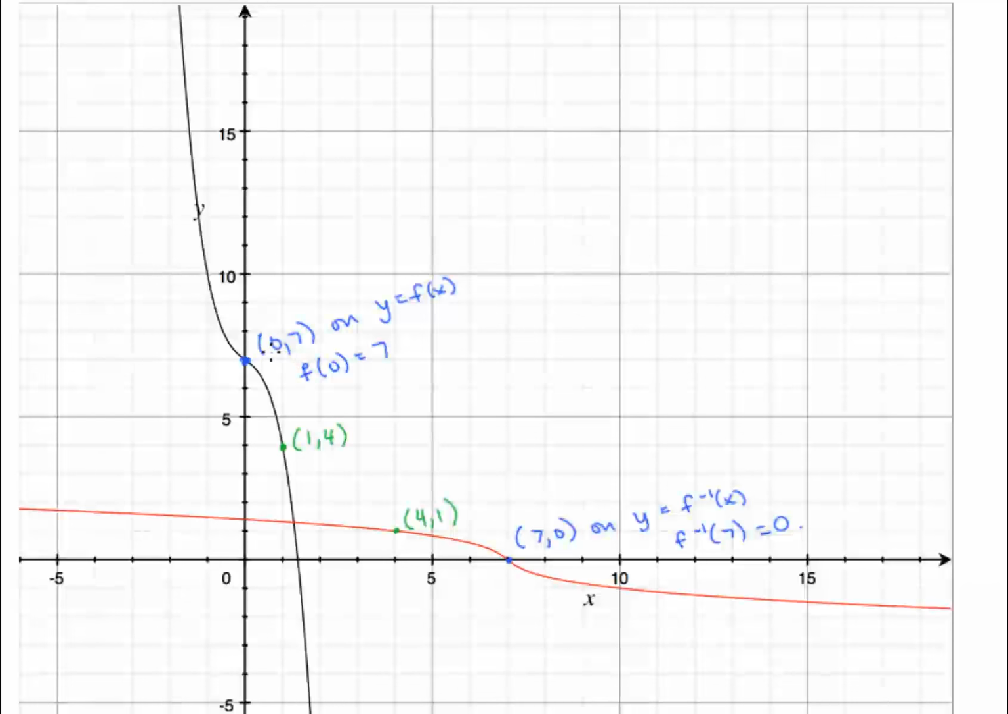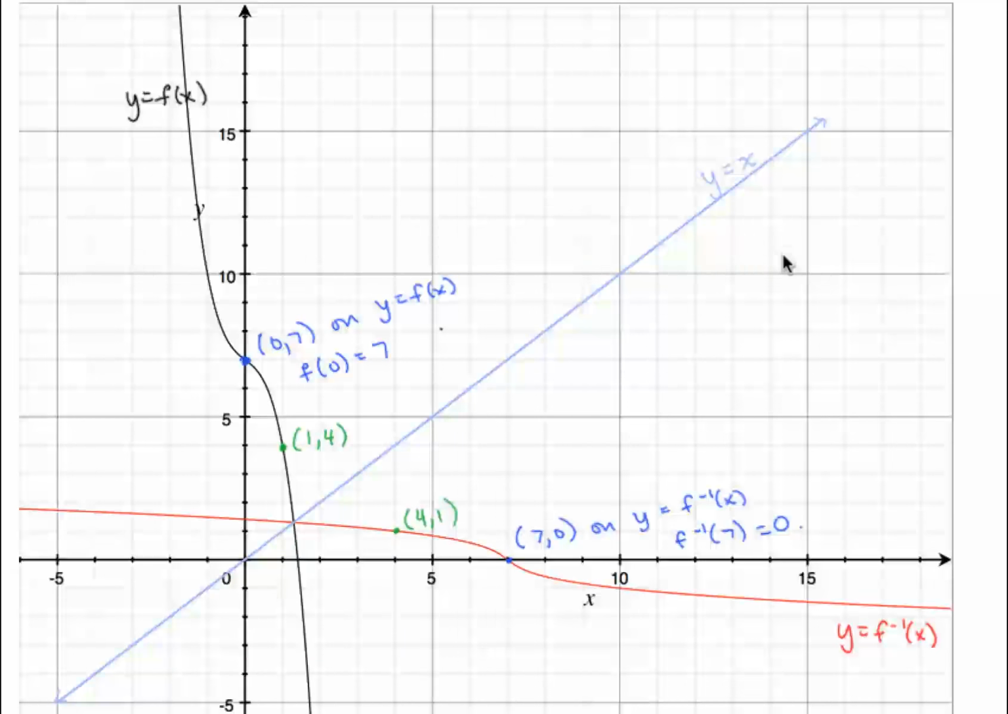For example, we know that (0, 7) is on the original function. That means (7, 0) is on the inverse function. (1, 4) is on the original function, so (4, 1) is on the graph of the inverse function. So this is our graph of f of x, and this is the inverse function graph. And they are reflections through the line y equals x.